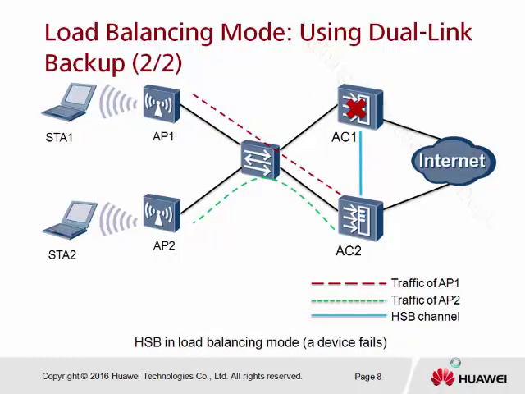This is the result after the failover. So you can see right now the connections form the CAPWAP tunnel again. The red dot refers to the CAPWAP tunnel from AP1 to the AC, and the green one is for AP2.